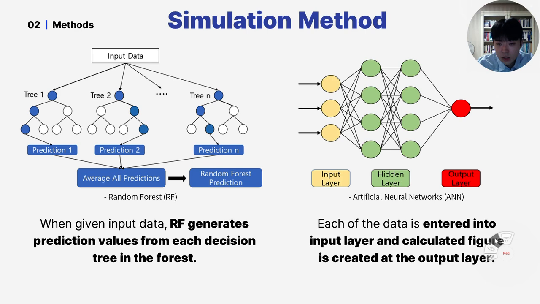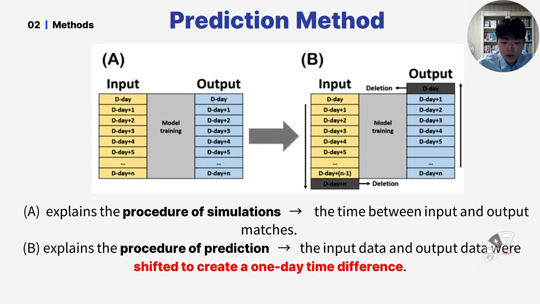As you see in the picture on the right side, when the input layer accepts the input data, each node is multiplied and transferred to a hidden layer, thus yielding the prediction result. This picture here shows the method of building prediction models. In order to forecast water quality values in advance, we utilize a data set that involved a one-day difference between data pairs. And this was achieved by shifting input data and output data by one cell.